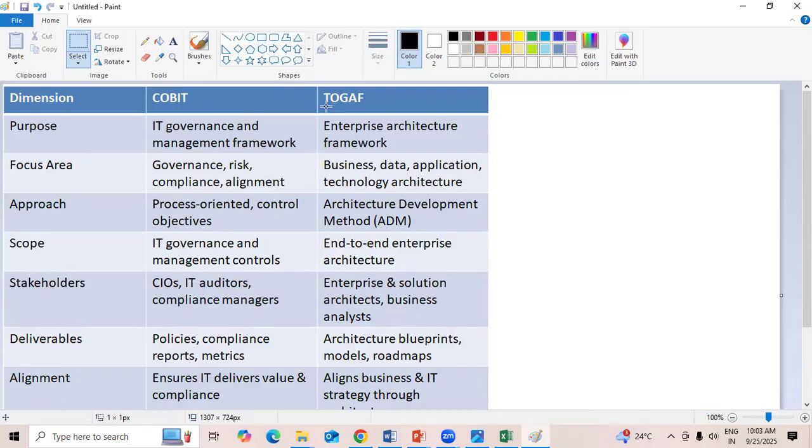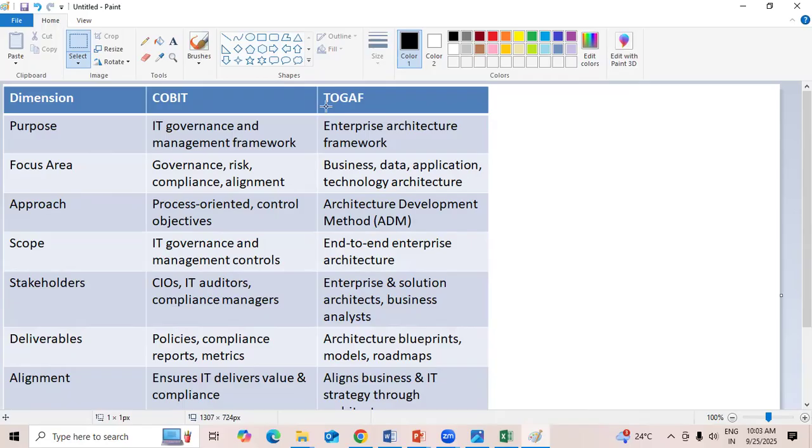When it comes to the scope, COBIT is majorly used at the organization level to standardize our governance structure and improve our management controls. TOGAF we are using for complete end-to-end enterprise architecture transformation.